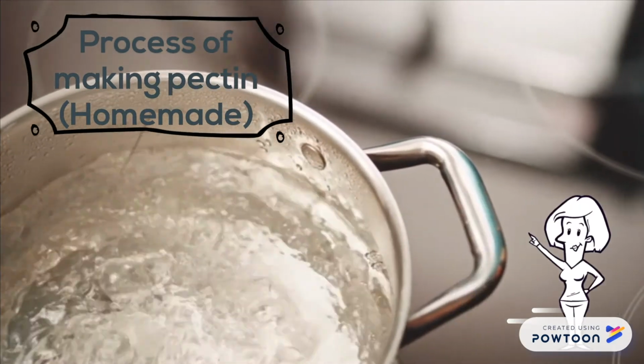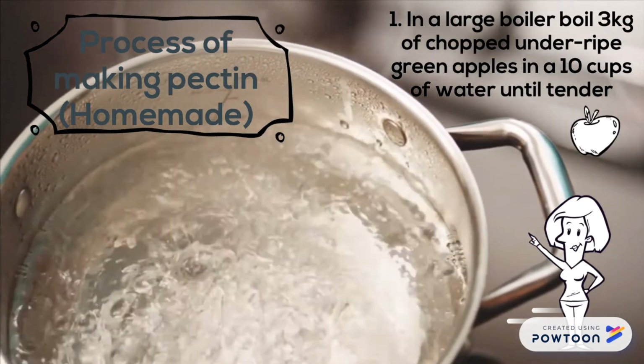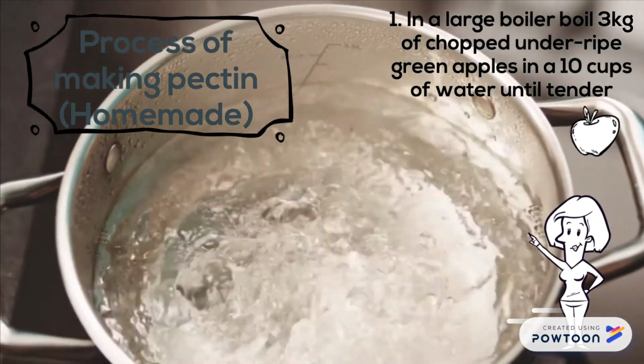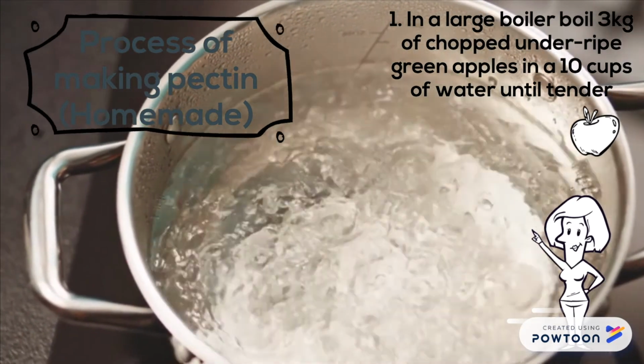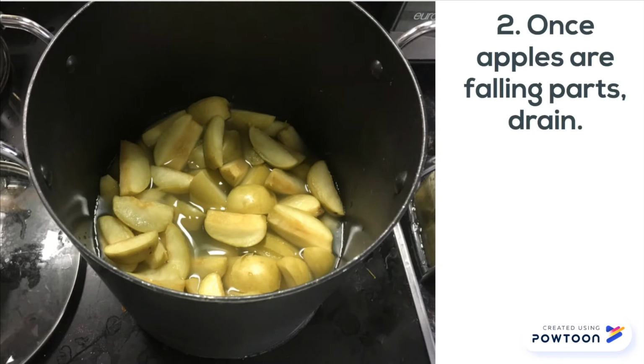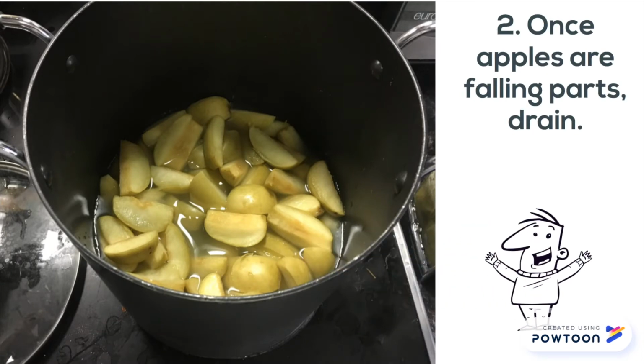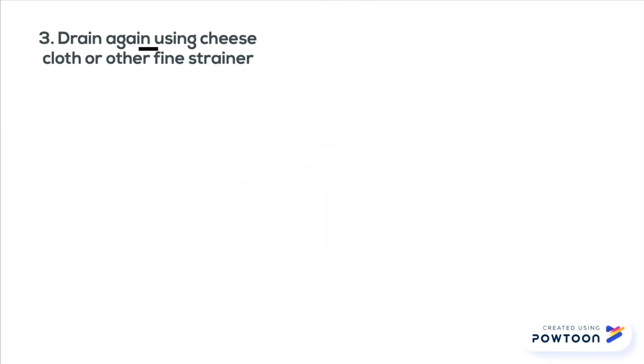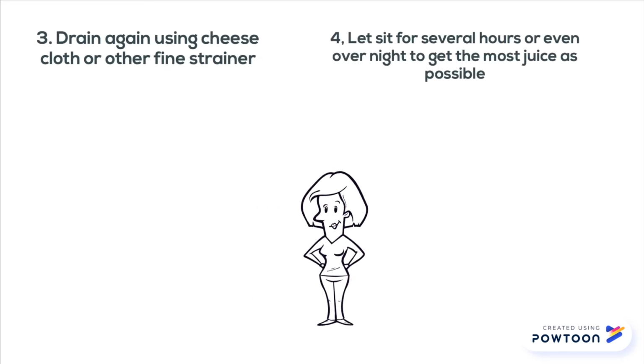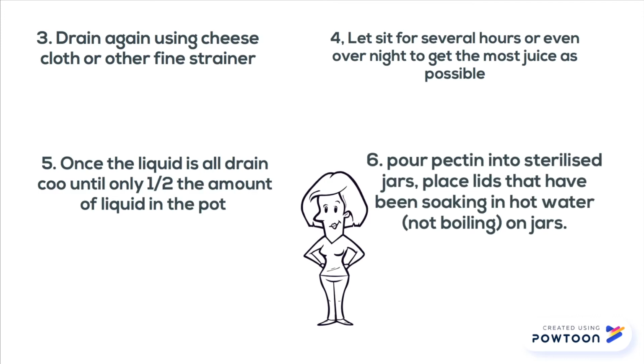Process of making pectin at home. First, in a large boiler, boil 3 kg of chopped underripe green apples in 10 cups of water until tender. 2. Once the apples are falling apart, drain. 3. Drain again using cheesecloth or another fine strainer. 4. Let it sit for several hours or even overnight to get as much juice as possible. 5. Once the liquid is all drained, cook until only half the amount of liquid is in the pot.